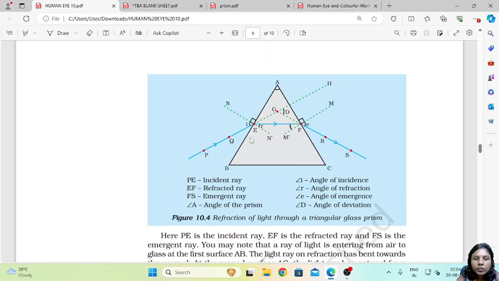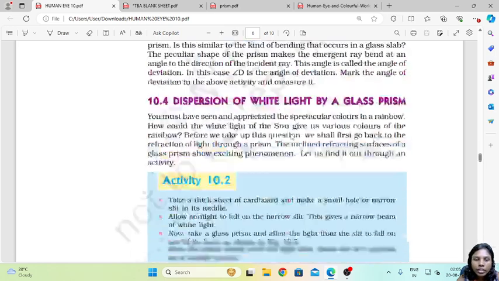In this case you will see, if you extend these lines, then you get the angle of deviation, that is D. Angle A is the angle of the prism. Even angles A, B and C are the angles of the prism. Then angle I is the angle made by the incident ray, so it is the angle of incidence. Then we have angle R, that is the angle of refraction. Then we have the angle E, that is the angle of emergence, and angle D, that is, on extending all of these we get the angle D, the angle of deviation.